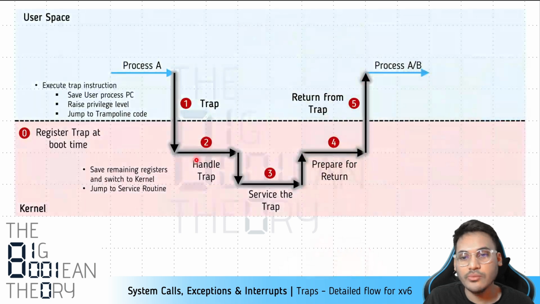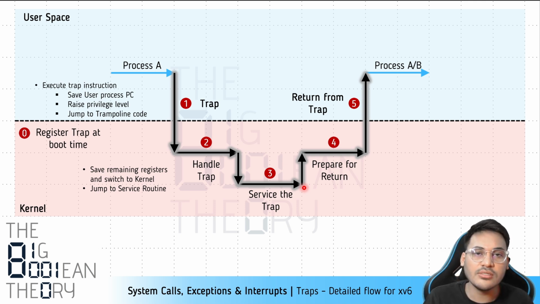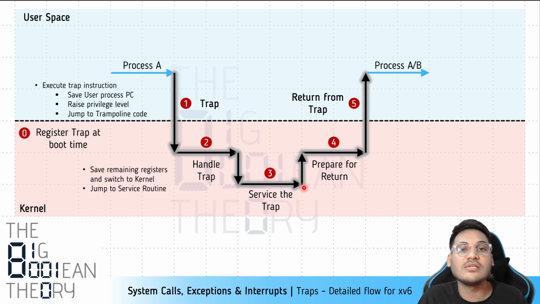Now, we are currently in the second step, which is handling the trap, and the first part of this step is complete, that is, save the remaining registers of the user process and switch to the kernel. This is done. Now we have to jump to the service routine, where the actual work will happen. But before jumping to the routine, we have to figure out which routine is to be executed. As we discussed, a trap can be caused by a variety of reasons, and depending on the reason, the appropriate service routine needs to be executed.